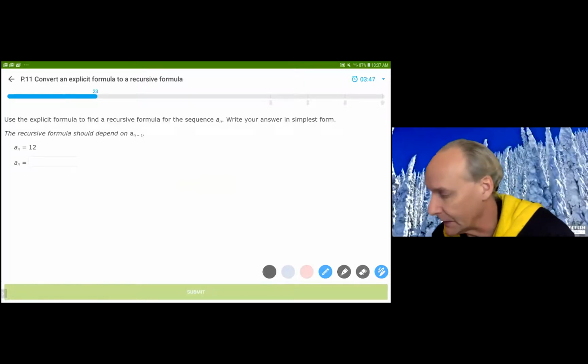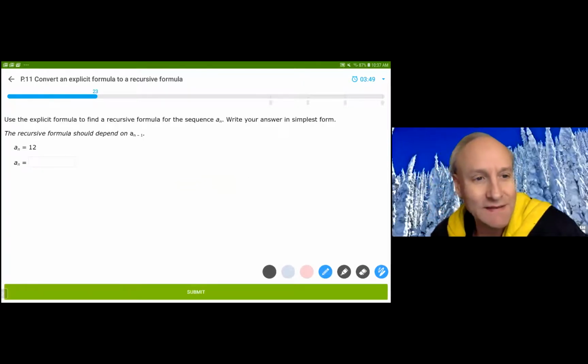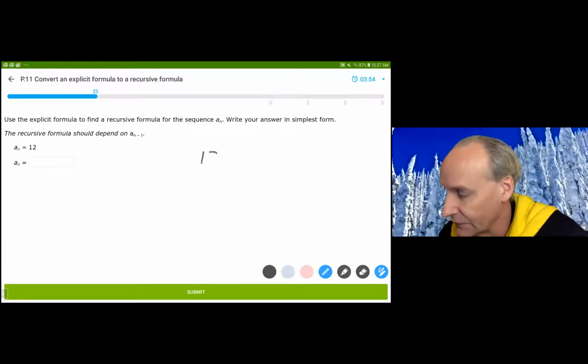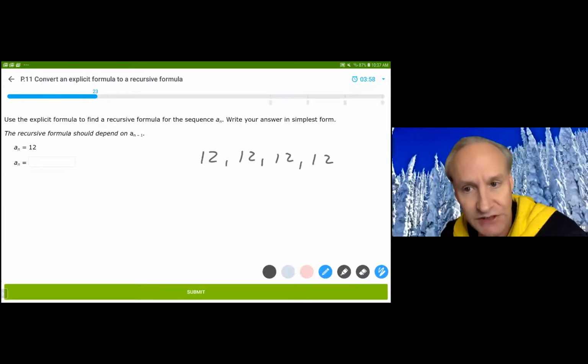Let's take a look at another one. Oh, this is our easy one. Now this is kind of weird because it says that a_n equals 12. So it's 12 and 12 and 12 and 12, and then nothing's changing.